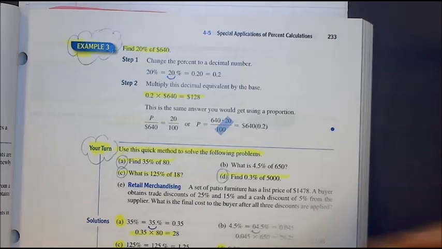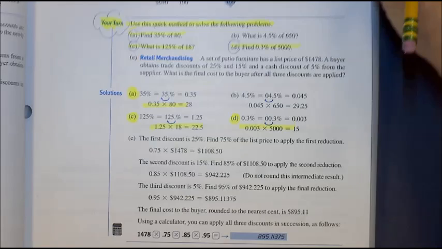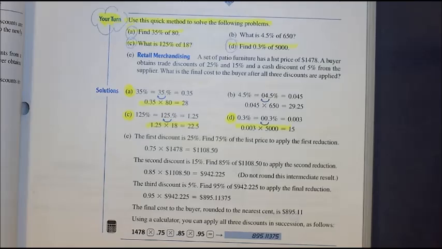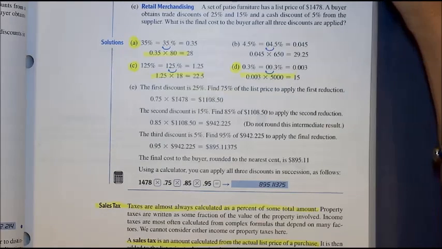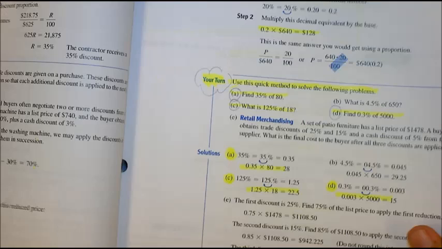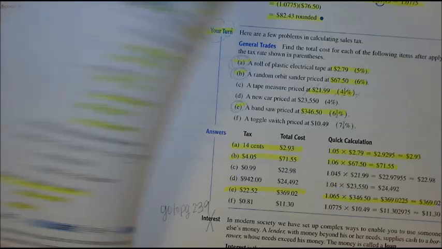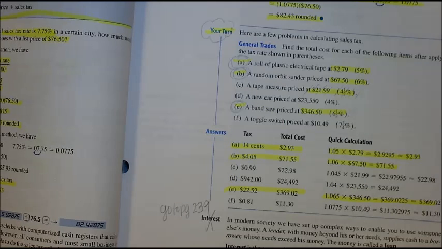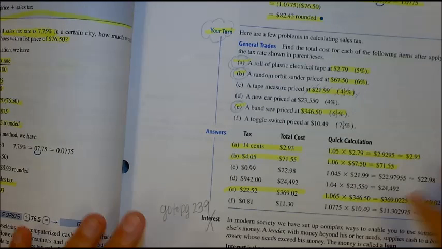All right, so we're going to go to the next section here on the bottom of page 233. They talk about sales tax, okay? We experience sales tax on a daily basis, right? So are we all comfortable with sales tax and figuring that out? So ours is what, 5%, right? So we multiply by 0.05 to get what that value is. Okay.